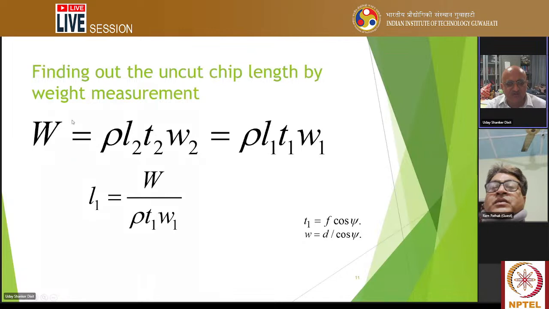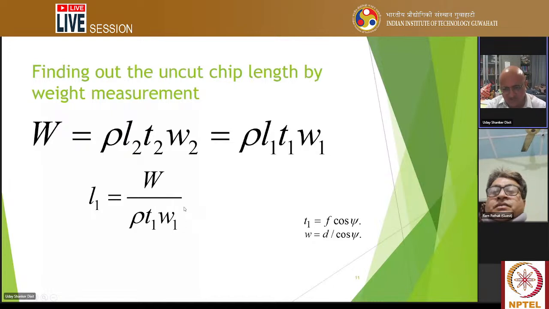Suppose I have measured the weight of some chip whose length is known to me. I know that length, and maybe I know thickness also. Of course, thickness will be uneven, but we have this formula: W is equal to rho L2 T2 W2. And the same thing has to be rho L1 T1 into W1 because weight remains constant. So therefore, we get a formula L1 is equal to W divided by rho T1 into W1.